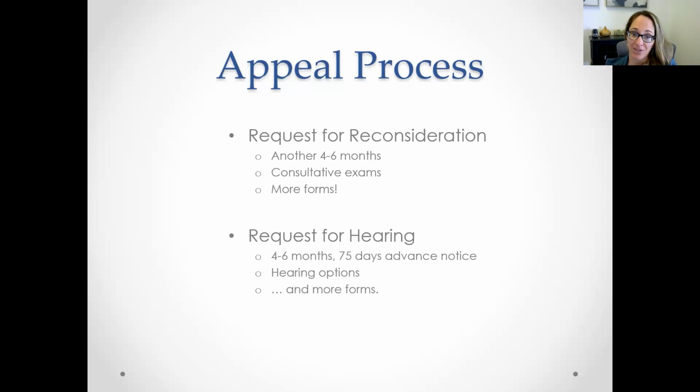If you get a denial notice upon reconsideration, the next step is to file, again, you have 60 days to file the appeal. The next appeal is a request for hearing to have your case go before an administrative law judge, or we say ALJ. That's just a term for the judges that we have in the Social Security Administration.